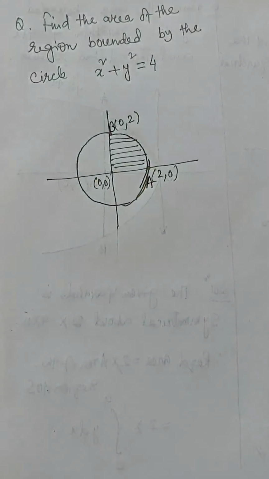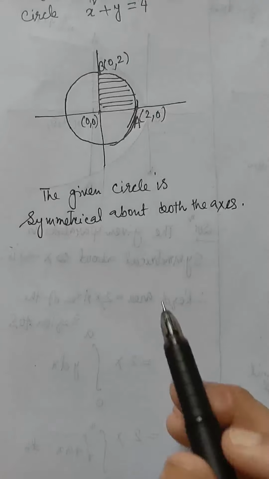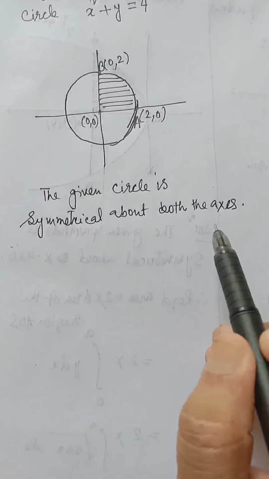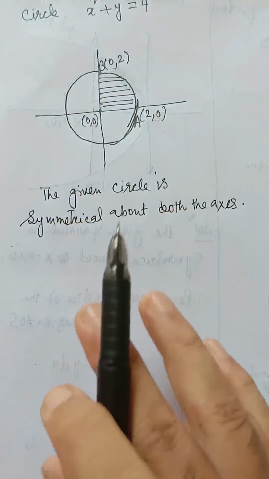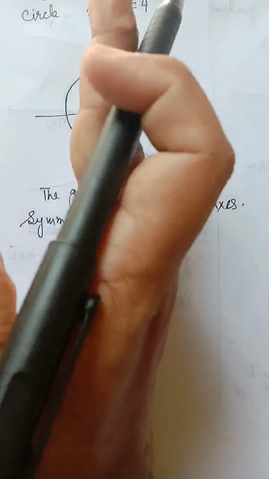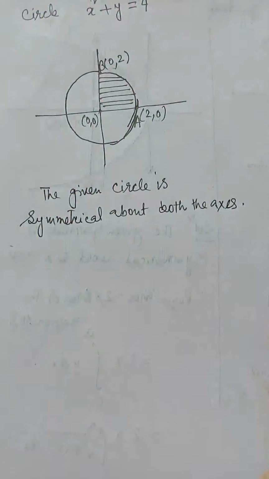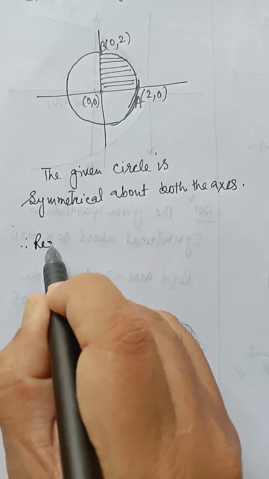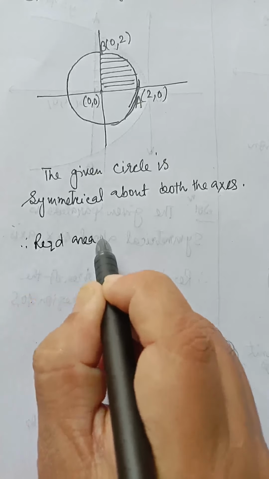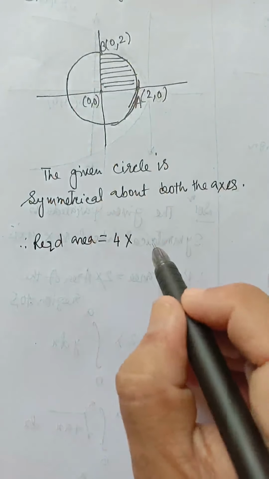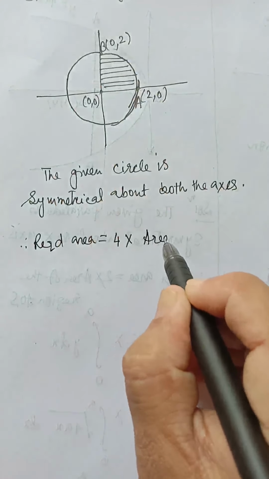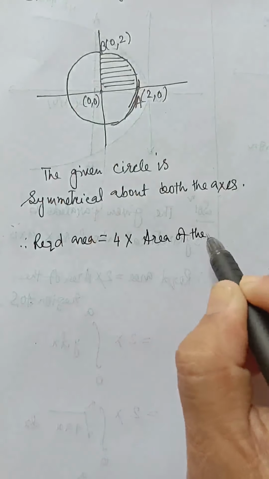So the given circle is symmetrical about both the axes, that means the x-axis and y-axis. The x-axis divides it into 2 equal parts, the y-axis also divides it into 2 equal parts. So the x-axis and y-axis divide it into 4 equal parts. So the required area, the area of the circle, equals 4 into the area of the region AOB.